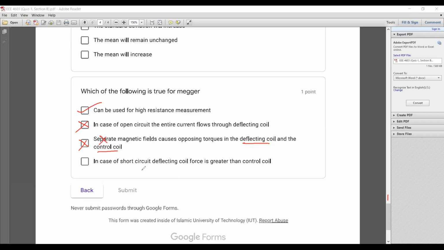And in case of short circuit, deflecting coil force is greater than the control coil. This is actually correct, because in case of short circuit, most of the current flows through the deflecting coil. So the deflecting coil force is supposed to be greater than the control coil. So these were the correct answers.